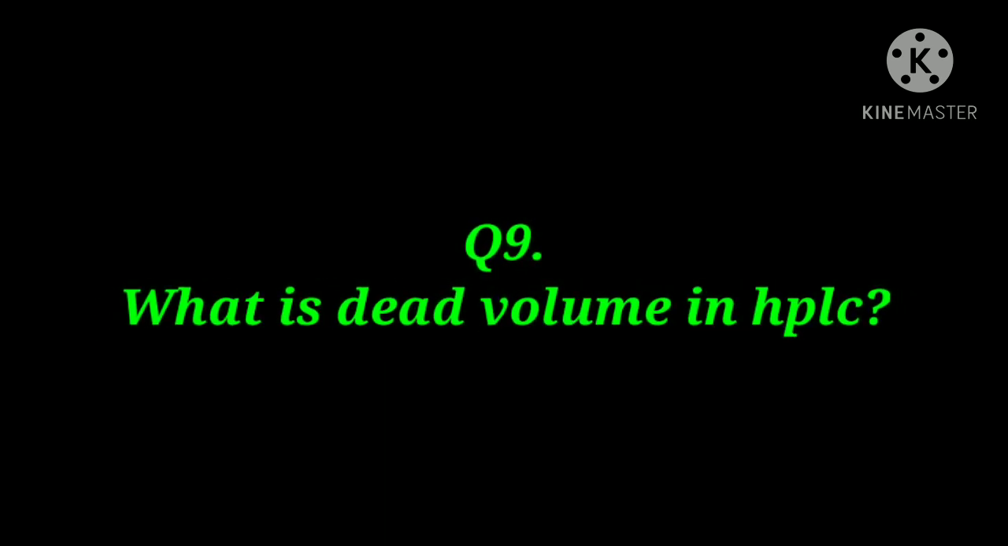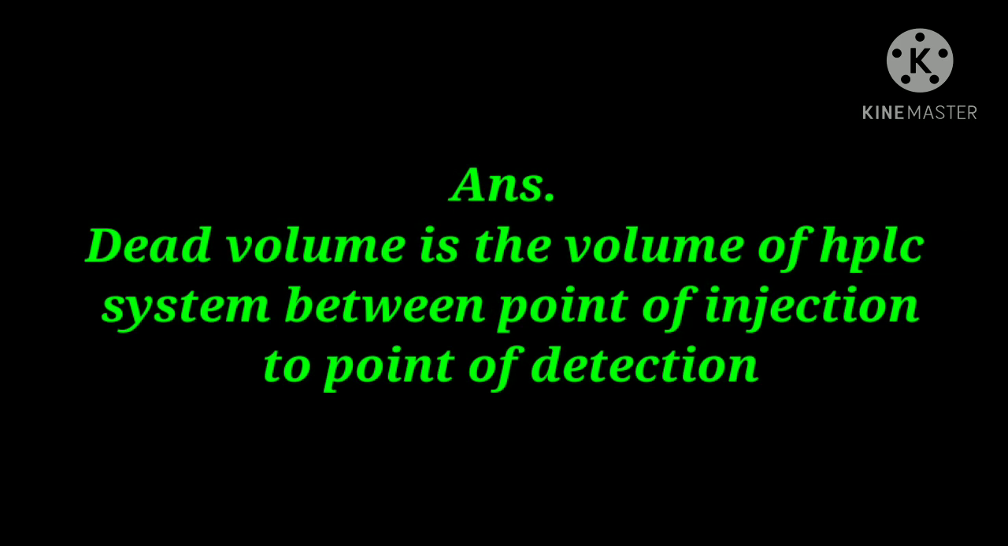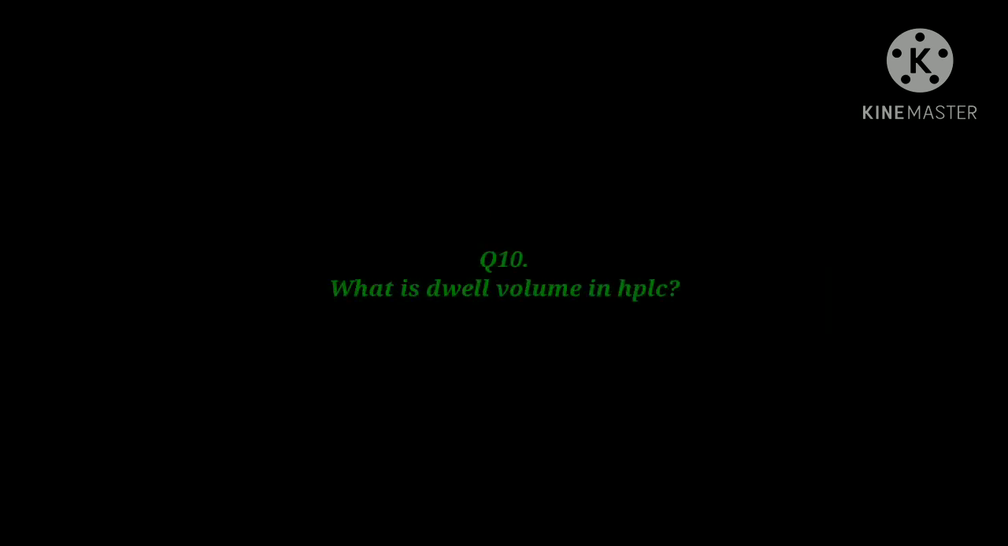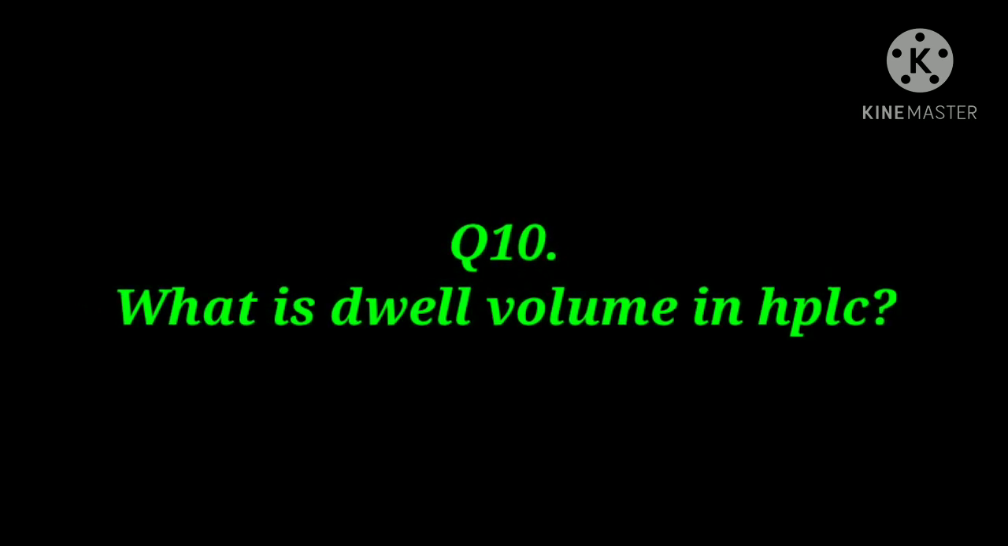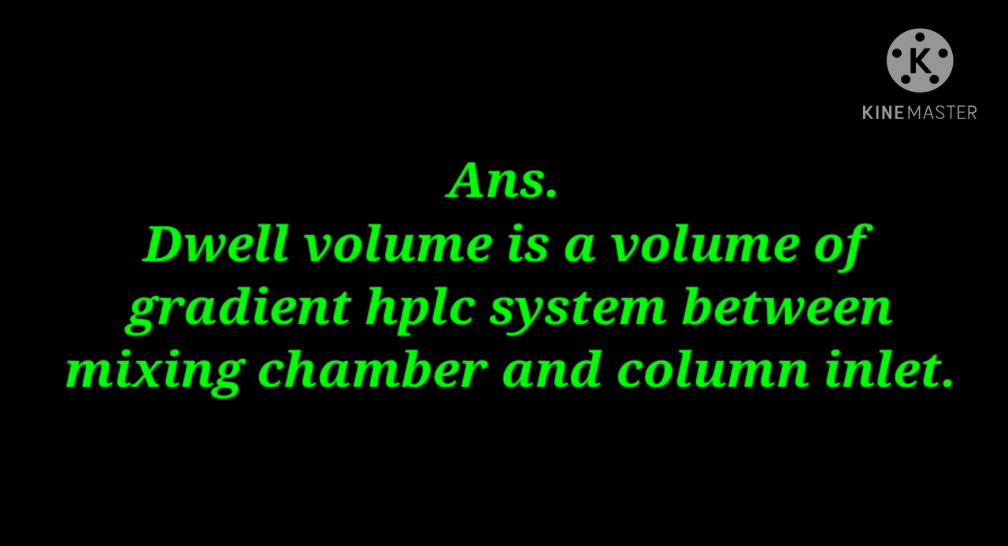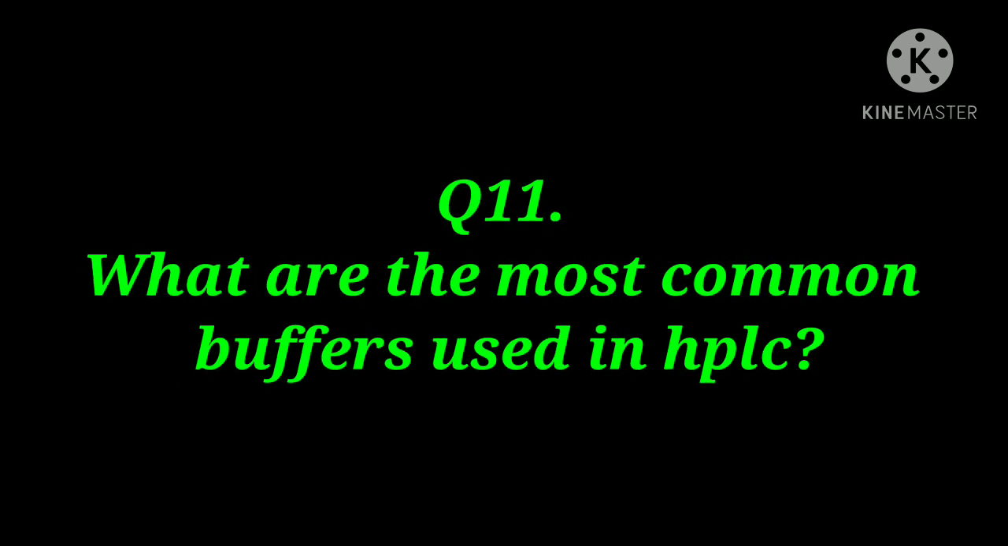What is the dead volume in HPLC? Dead volume is the volume of HPLC system between the point of injection to the point of detection. So this is the dead volume. What is the dwell volume in HPLC? Dwell volume is the volume of gradient HPLC system between mixing chamber and the column inlet. These three are very complicated definitions, just check them properly.